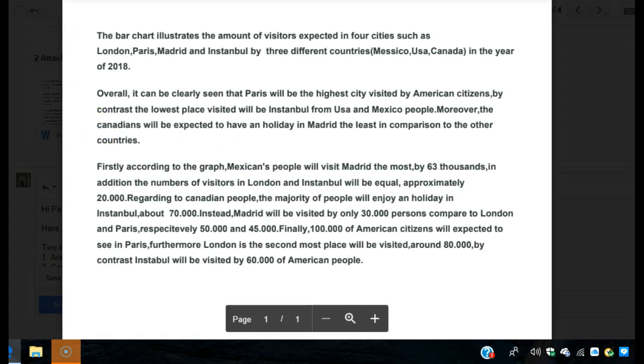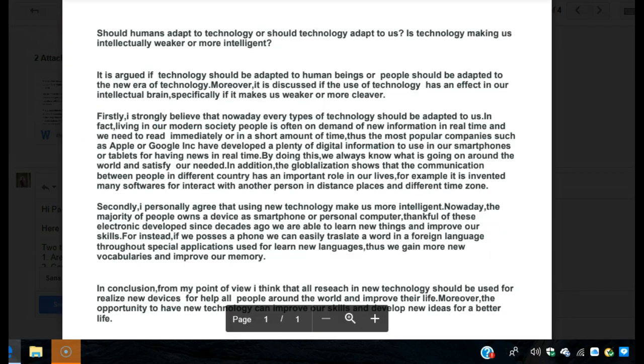Let's take a look at your next essay. So here it is. It's: should people adapt to technology, or should technology adapt to people? Let's see what you had to say. Now, this is an interesting one because there are two questions. So it's important to spend a paragraph talking about each of these questions.